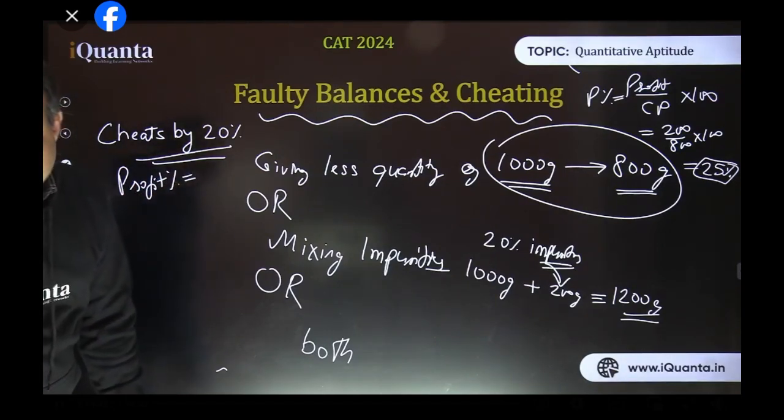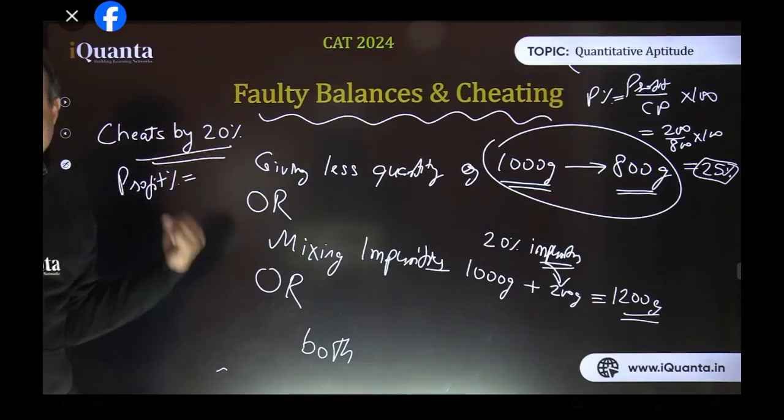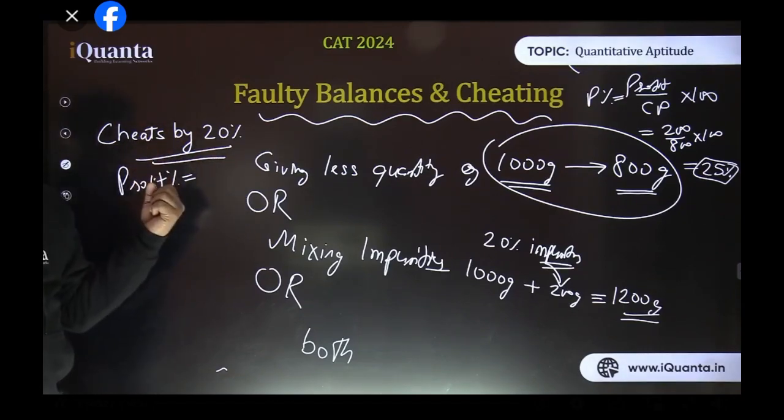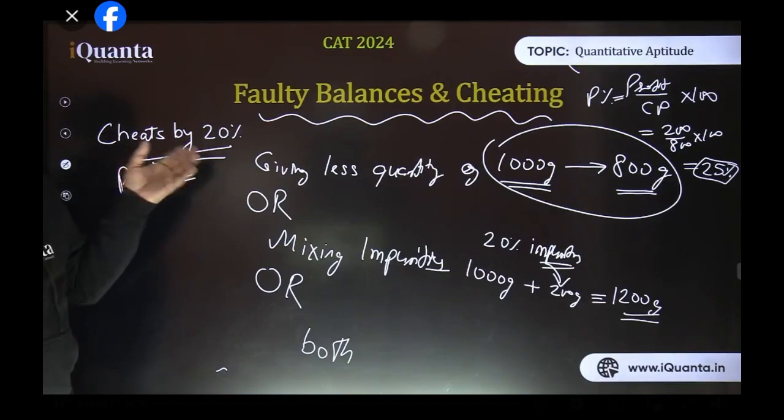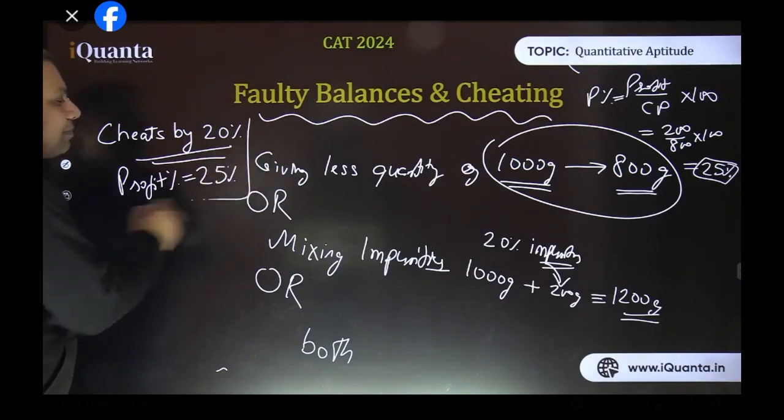Yes, I'm explaining that part only again, Anvesha. So a shopkeeper cheats by 20%. It means that he's giving 20% less quantity, right? यानी कि 80 रुपए का सामान दे रहा है, 100 रुपए चार्ज कर रहा है. So the profit percentage gained here is 25. Same question which we did here.